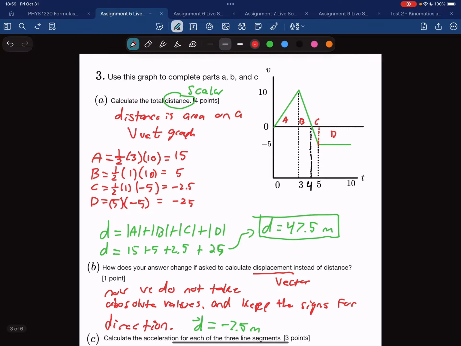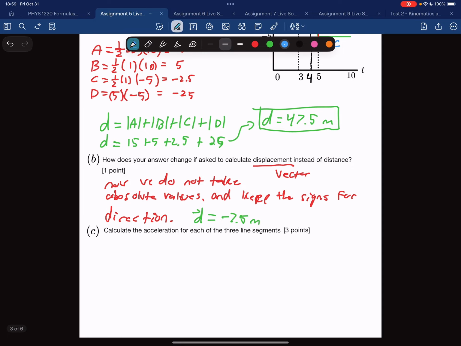So here, part C, calculate the acceleration for each of the 3 line segments. I'm going to call this A in blue, B in blue, and C in blue for each of the line segments, just using a different color here to break it up. So our acceleration is going to be the slope of each line. So acceleration from a V versus T graph is slope.